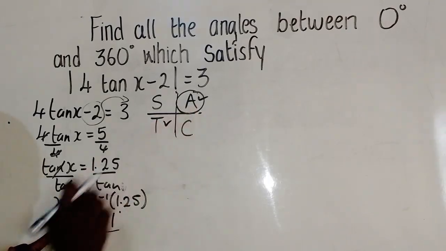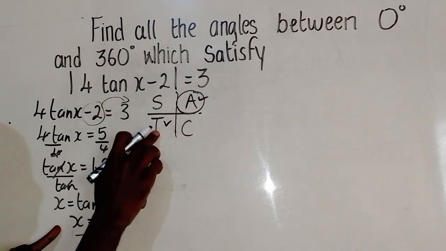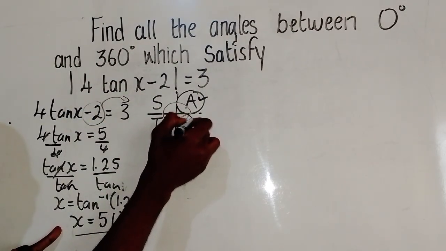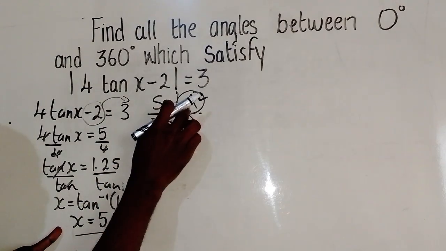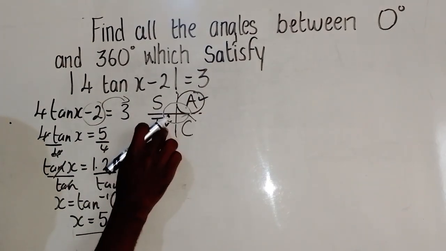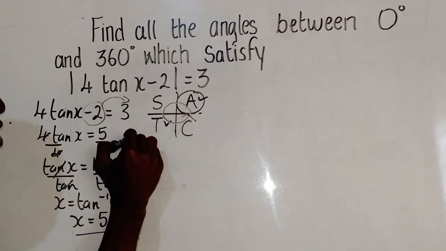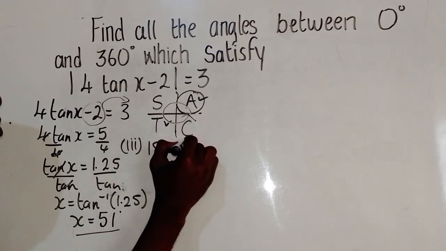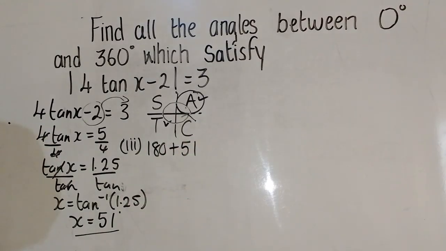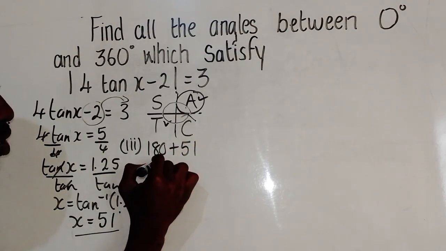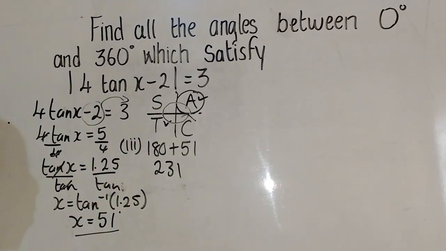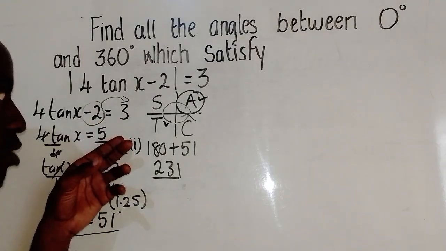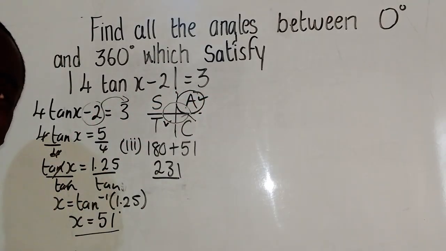But where else is tan positive? In the third, because after that is 360, meaning from here up to 360. So this is the first angle in the first quadrant. Now if you want to get the angle in the third, you say 180 plus 51. When we add these two, we are going to get 231. So we have solved for the positive. Now that is for the positive value. Now let us solve for the negative.